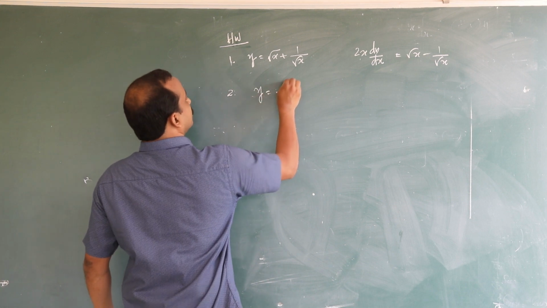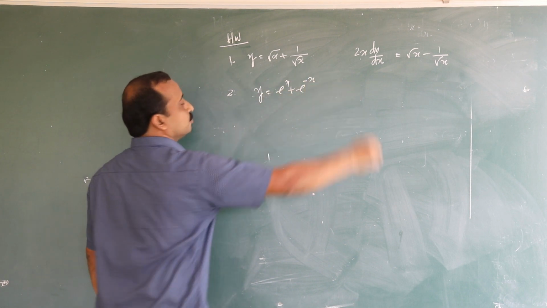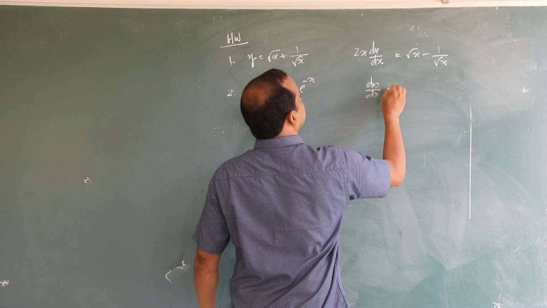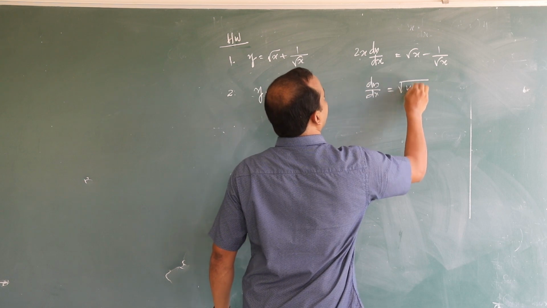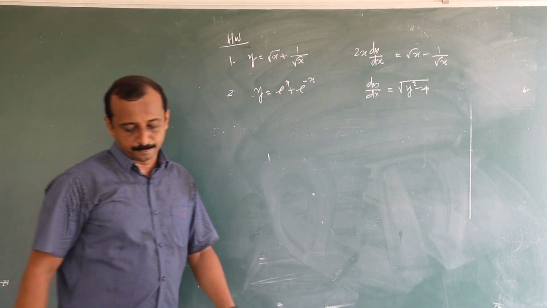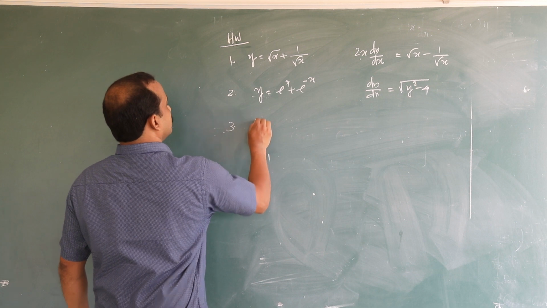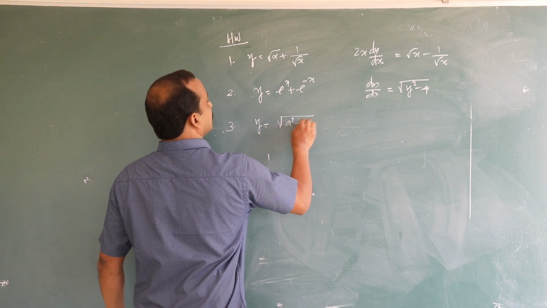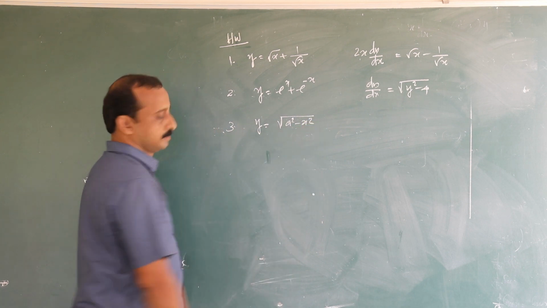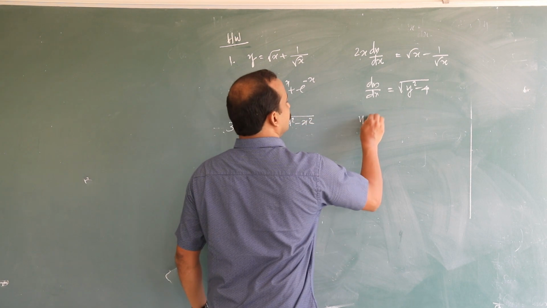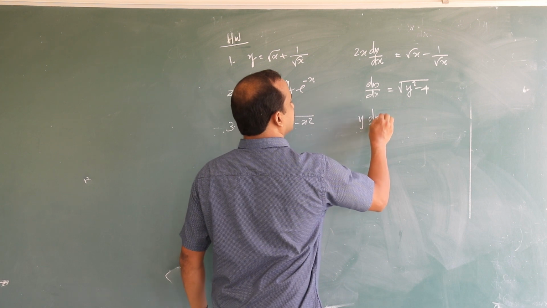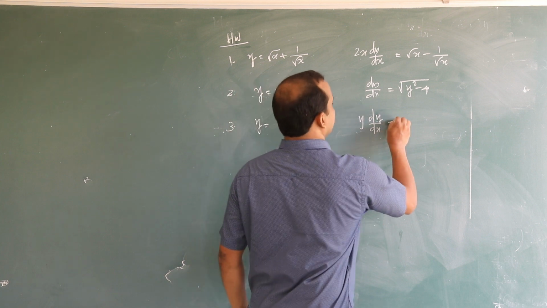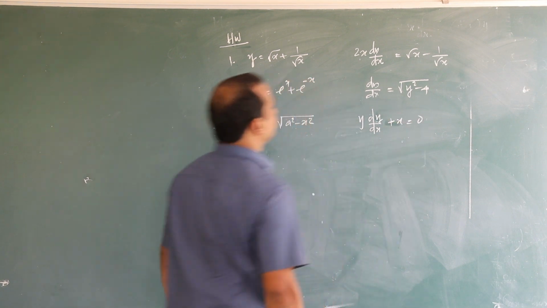Y is equal to e raised to x plus e raised to minus x. Prove that dy by dx equal to square root of y square minus 4. The third question, y is equal to root of a square minus x square. Prove that y into dy by dx plus x equal to 0.